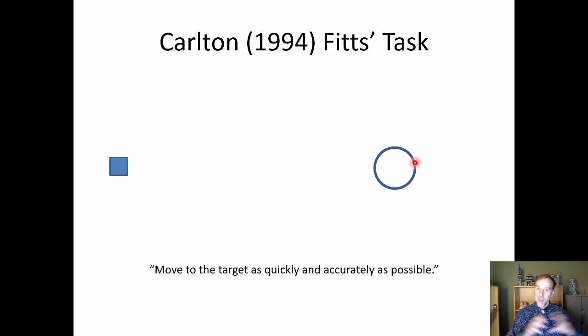Now we can't change the independent and dependent variables. Those have to be different, otherwise it's not Fitts task and Schmidt's task. But to make them as comparable as possible, the target width in Fitts task is the variable error from Schmidt's task. So kind of a clever way to compare these things.